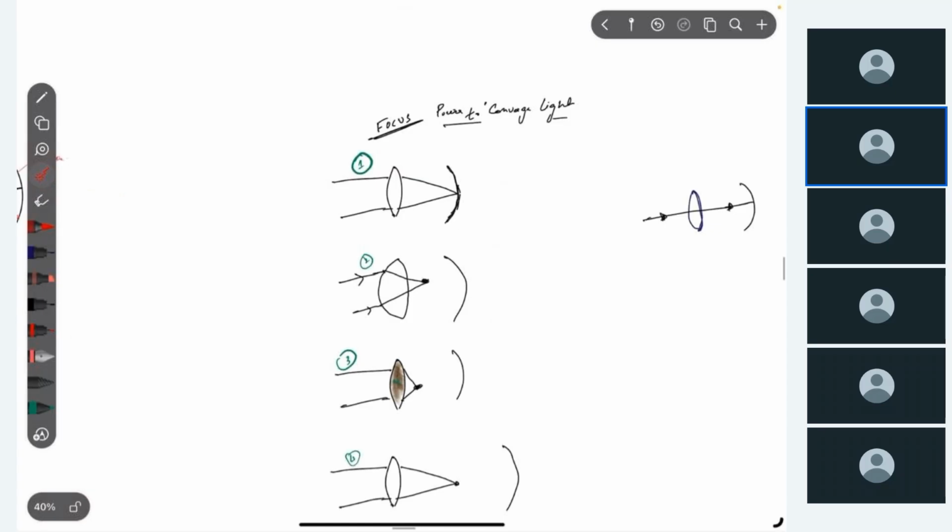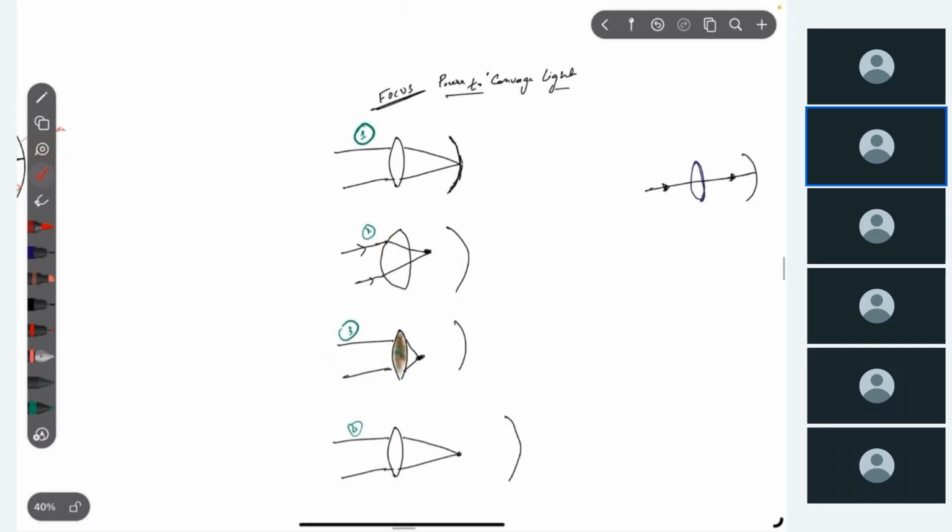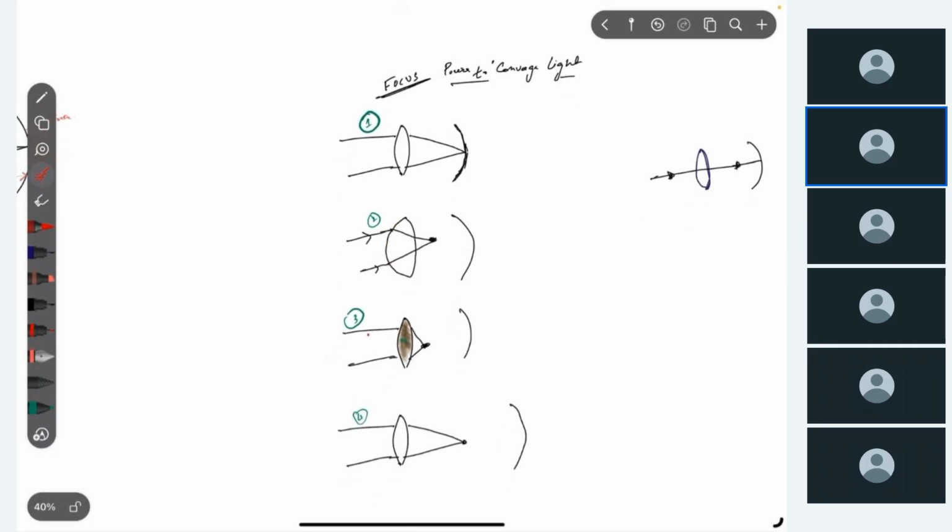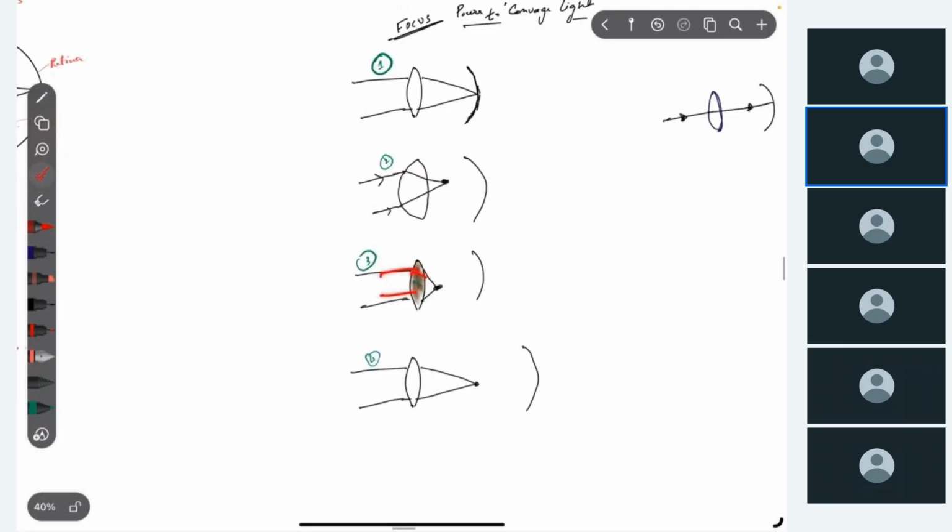If you increase the curvature of the lens, the power of the lens is increased. If you increase the refractive index of the lens, the power of the lens is increased. If you move the screen far away, you could say that the power of the lens is increased because it is focusing light in front of the screen.